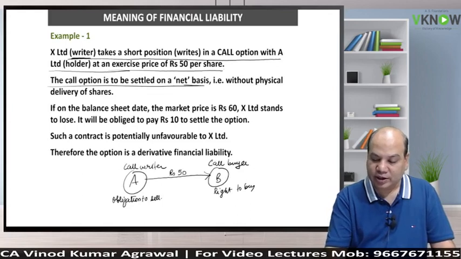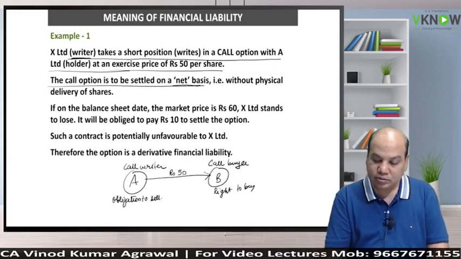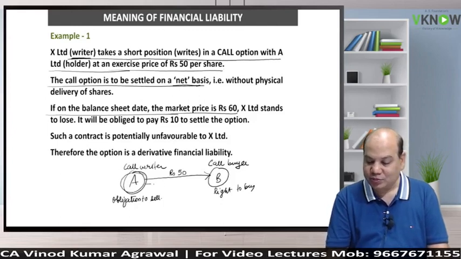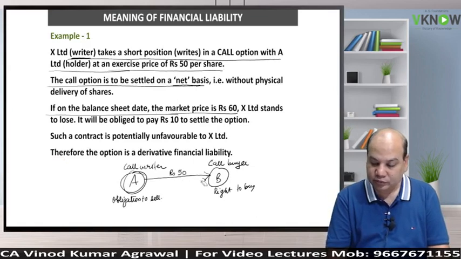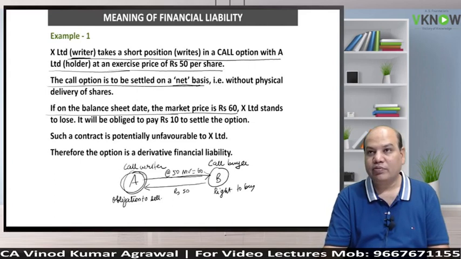The contract can be settled on a net basis. Net basis means without physical delivery of the share. Now on the balance sheet date, the market price is 60 rupees. But what has A promised? A has promised to deliver at 50 rupees. The market price is 60. So the contract has become unfavorable. How has the contract become unfavorable? A will have to deliver 1 share at 50 rupees, whose market value is 60, and what it will get in return is a fixed amount of 50. So a 10 rupees loss.